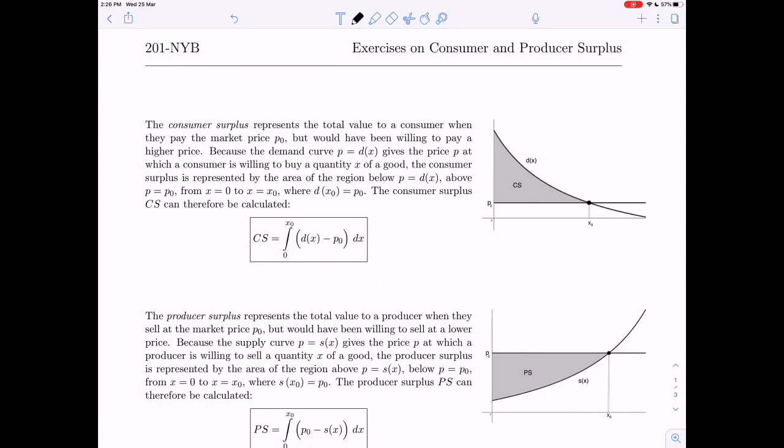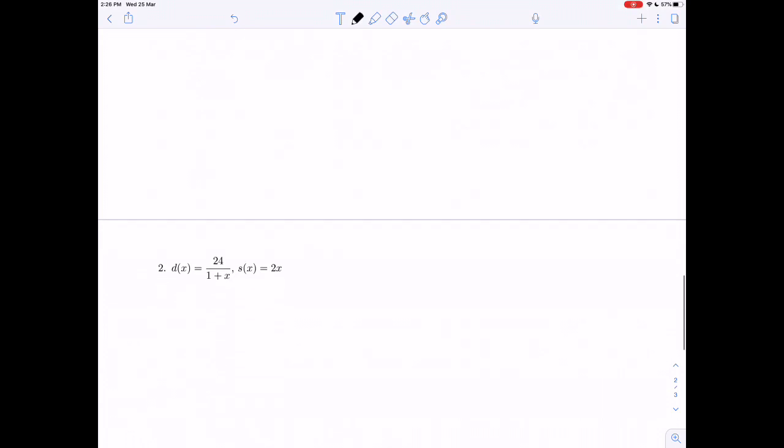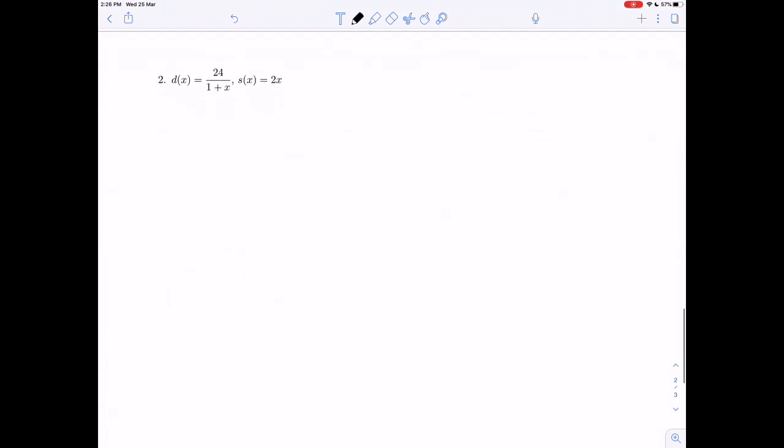In this video, we're going to do the second exercise on this worksheet, exercises on consumer and producer surplus. So let's scroll down to the second exercise here. The question was to find the consumer surplus and the producer surplus at equilibrium.